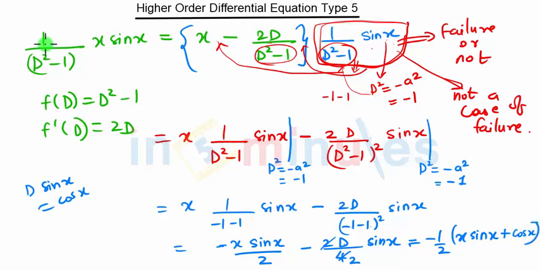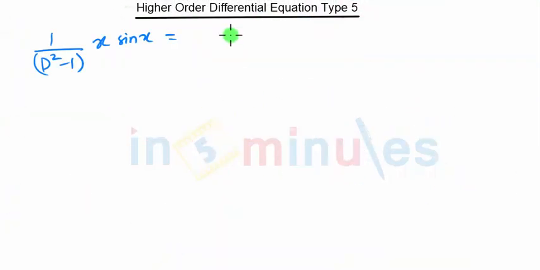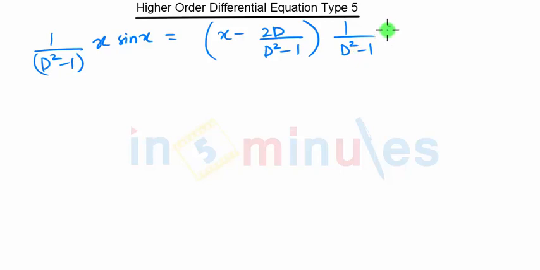As you have seen, this is not a case of failure, and I have multiplied inside the bracket. Now again we are going to solve the same thing by not multiplying inside the bracket. So this is the final solution of 1 upon d square minus 1 x sin x, which is minus half x sin x plus cos x. So now we are going to again see this equation. So the solution is given by x minus f of d, which is 2 into d upon d square minus 1 into 1 upon d square minus 1 sin x.